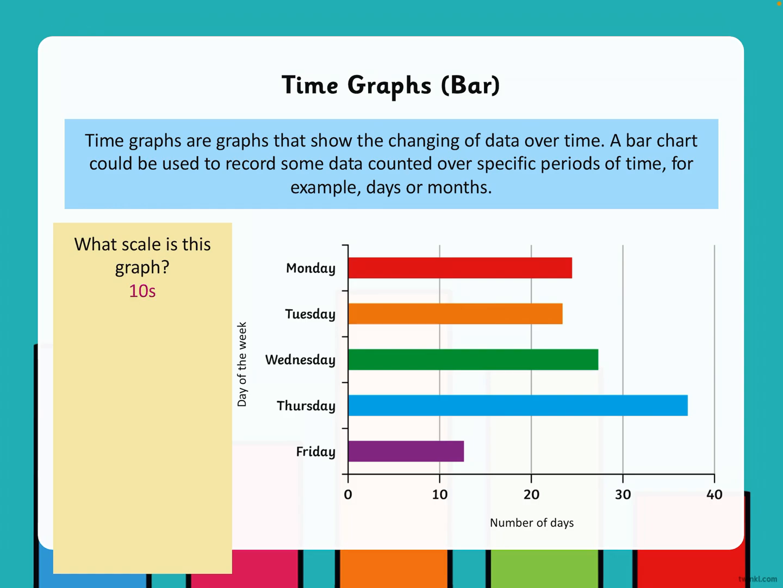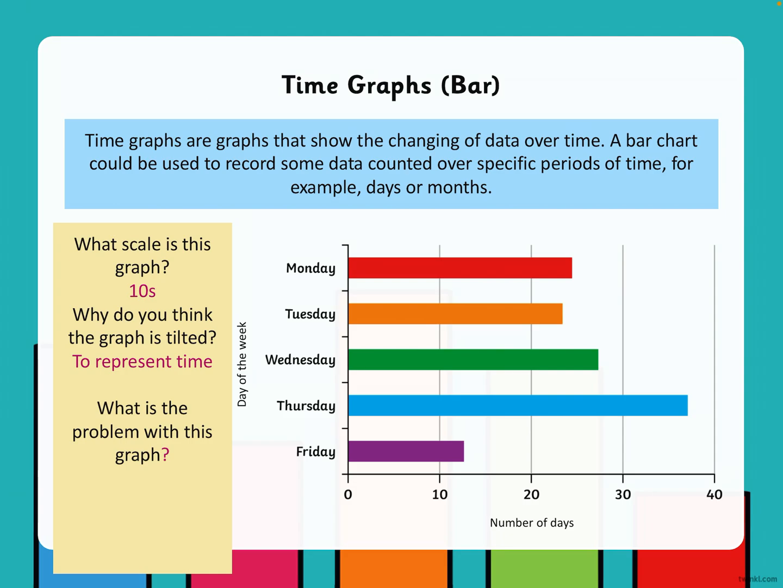So what scale is this graph going up in? 0, 10, 20, 30, 40. It's going up in tens. Why do you think this graph is tilted? It's to represent time. Time is more linear, so it goes across the way.